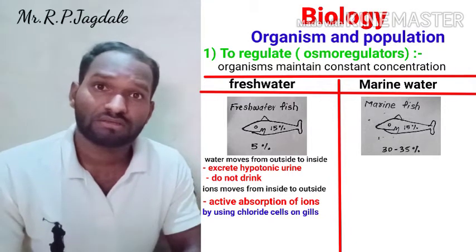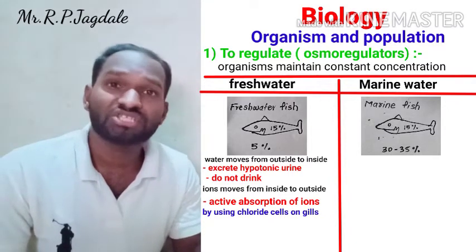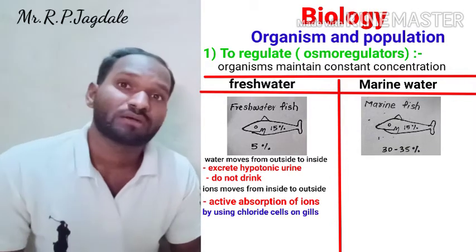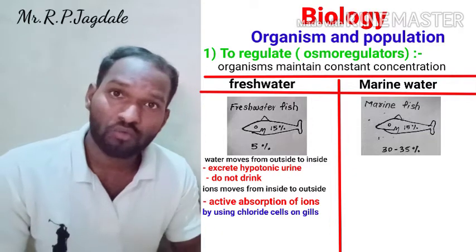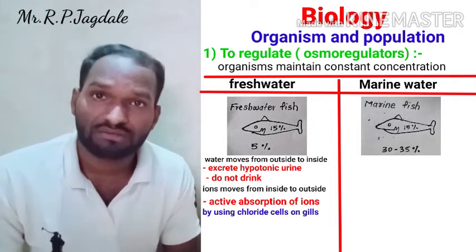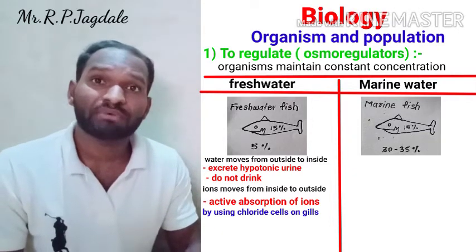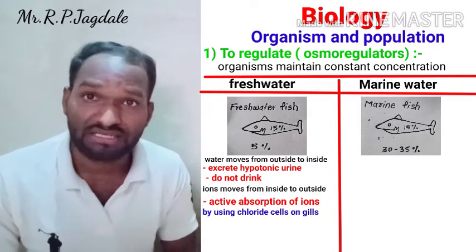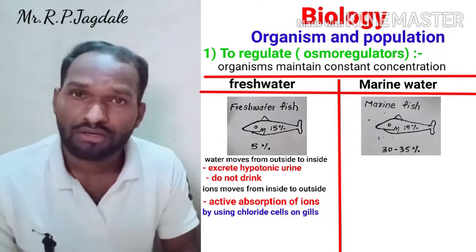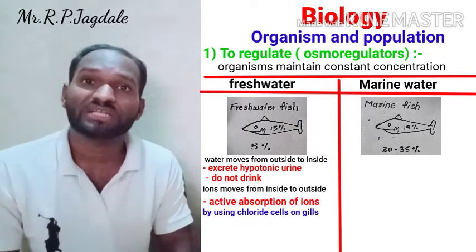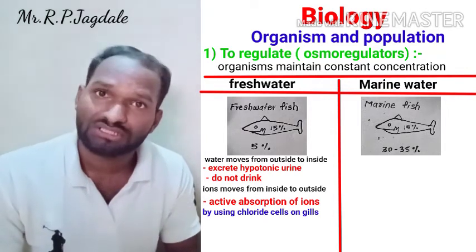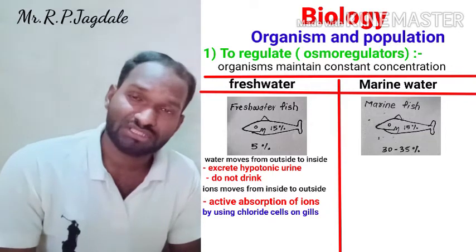The condition is different now. The internal concentration of the fish is still 15%, but the outer condition is different: there is 30 to 35% osmolarity in the case of sea water. There are also problems of water concentration and ionic concentration. First we will see the water concentration.